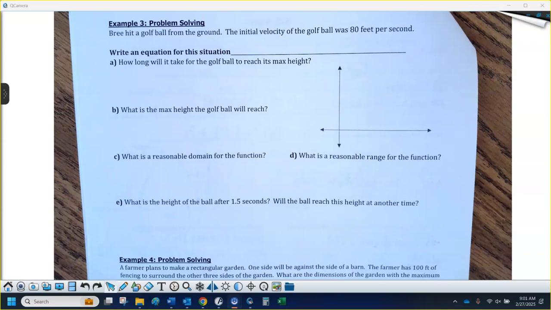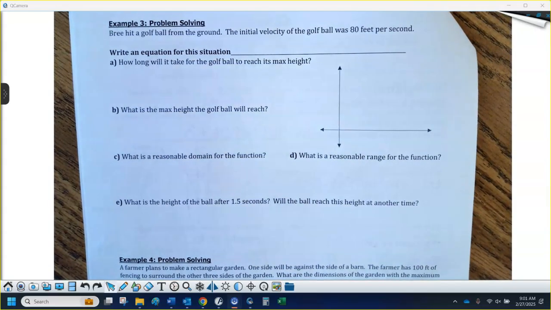This one does not have an initial height. It's not going to say we're hitting the golf ball off a table or something like that. Let me just read it to you. It literally just says Bree hits a golf ball from the ground. Initial velocity of the golf ball is 80 feet per second.